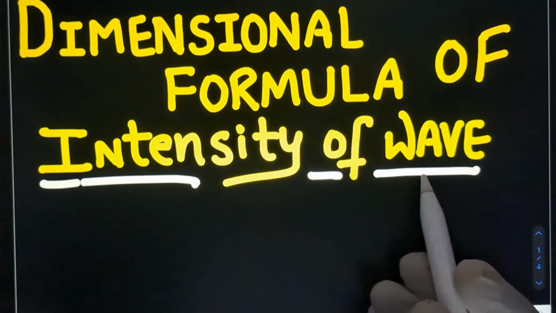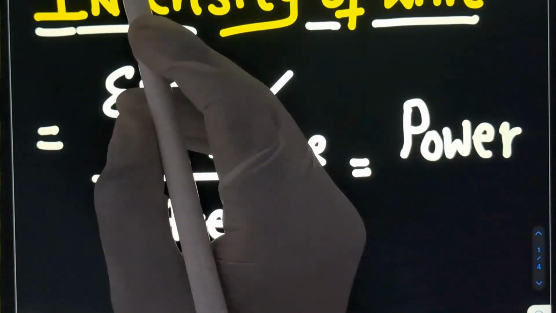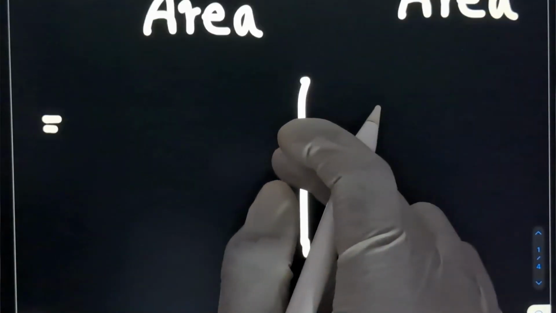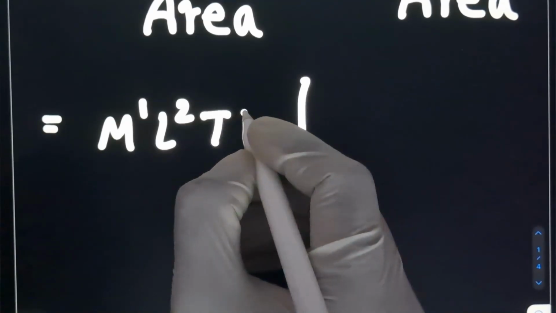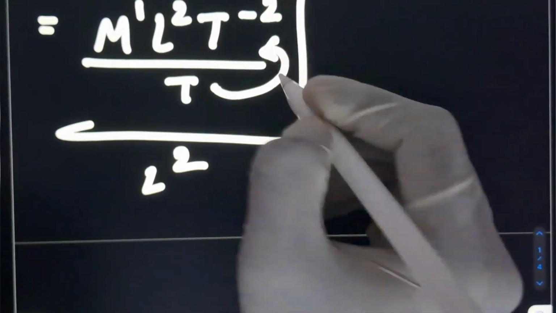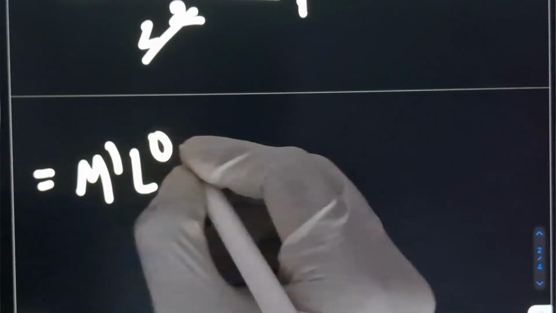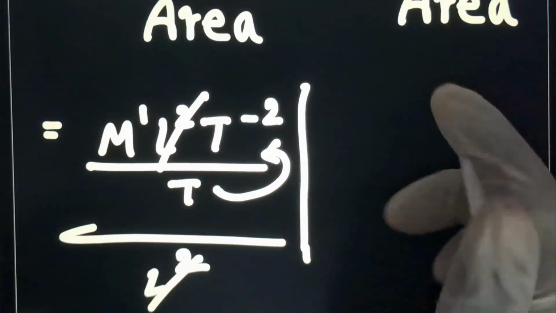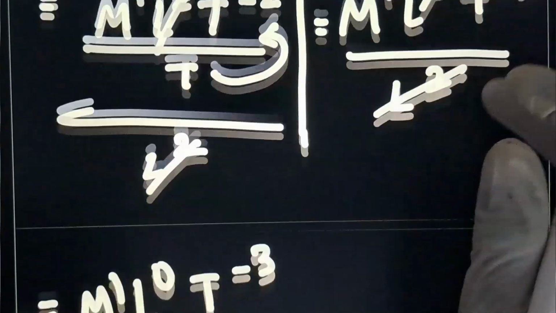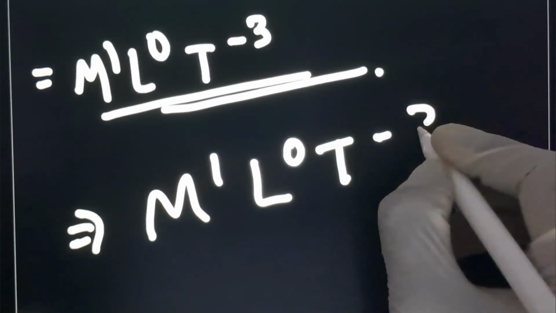To find the dimensional formula of intensity of wave. Intensity of wave is energy by time by area. Energy by time gives you power, so it is power by area. If you know the energy dimensional formula, you can do it this way: M power 1, L power 2 and T power minus 2, the energy formula, by time T and area L power 2. On reciprocating time, we get T power minus 3 and L2 gets cancelled here. We get M power 1, L power 0, T power minus 3. Suppose you know the dimensional formula of power directly, you can use it: M power 1, L power 2, T power minus 3 by area L power 2. L2 gets cancelled. We get the same dimensional formula. So M power 1, L power 0, T power minus 3 is the intensity of wave.